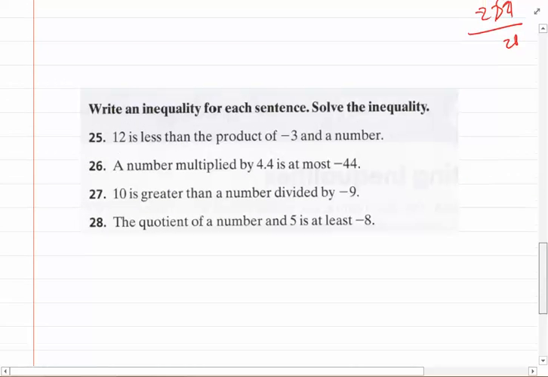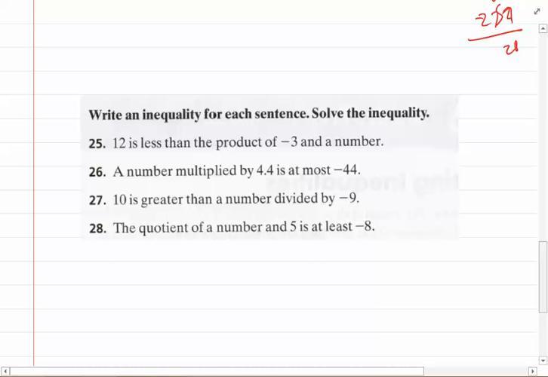Okay, moving on. Write an inequality for each sentence, then solve the inequality. So let's look at 25. 12 is less than the product of negative 3 and a number. Okay, so you can write 12 is less than the product, meaning the multiple, of negative 3 and a number. Let's call it x. Okay, and it says solve the inequality. You divide both sides by negative 3. So you have x here. And remember, if you divide by a negative, you have to flip it. 12 divided by negative 3 is negative 4. We actually write this as x is less than negative 4.